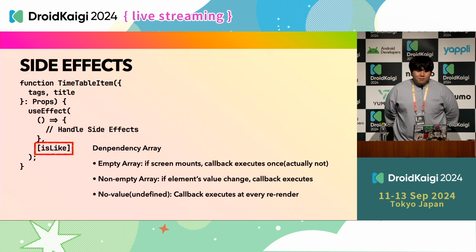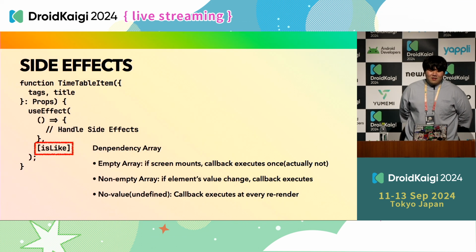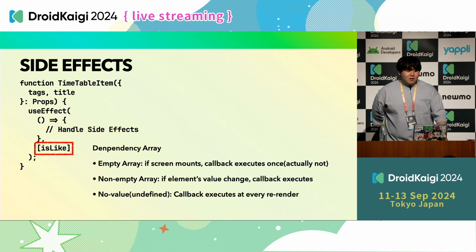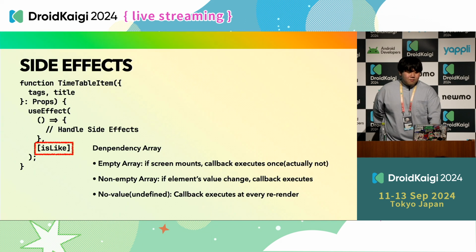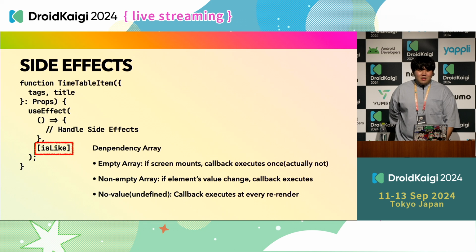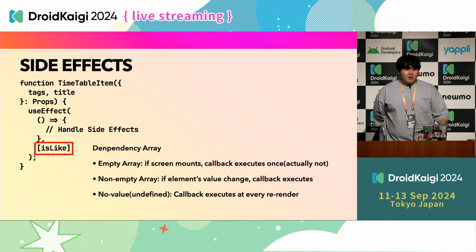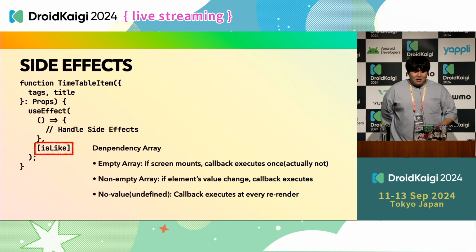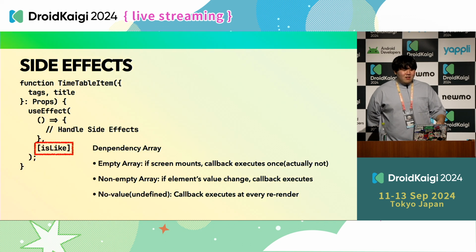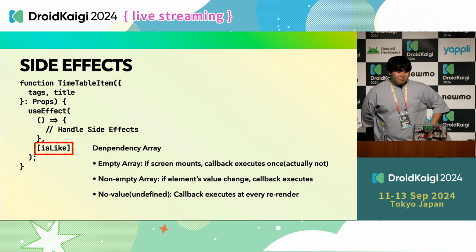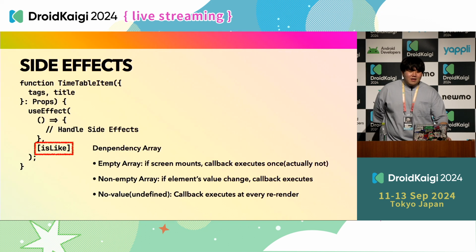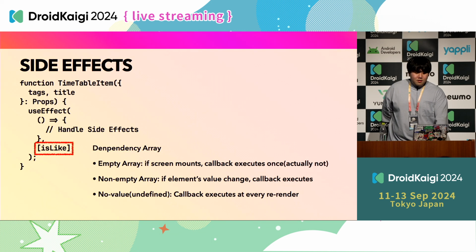The second parameter passed into useEffect is called the dependency array. How useEffect behaves depends on the values inside the dependency array. First, when an empty array is passed, the callback function will only run once when the component renders, or mounts. Technically, it might run twice due to React's internal workings, but for the sake of simplicity, it's easier to understand it as running just once.